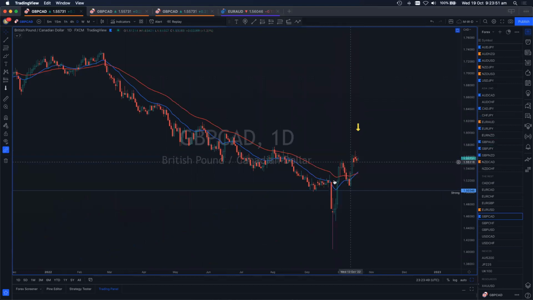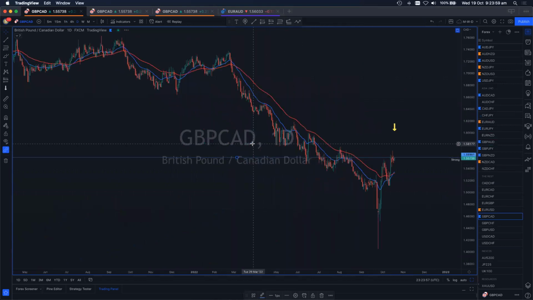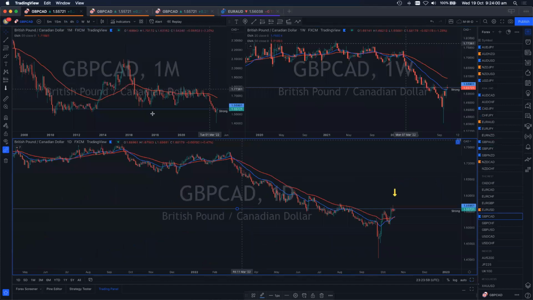Again, we're still at this level. Is that a strong level? Let's go back and check it. Go back to here. Maybe at this level here.